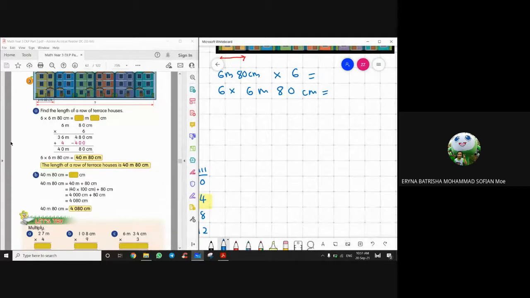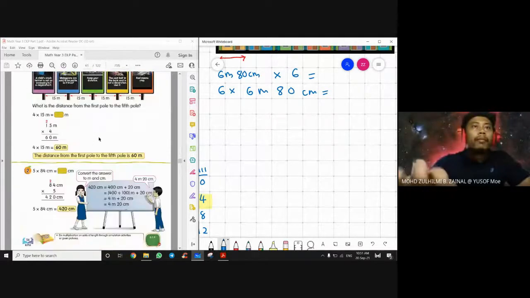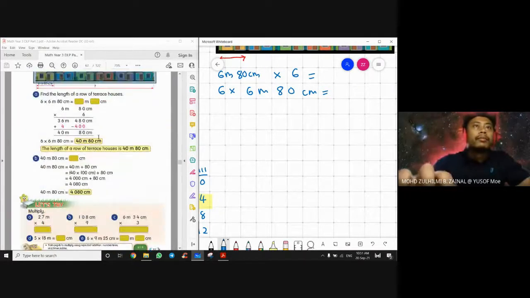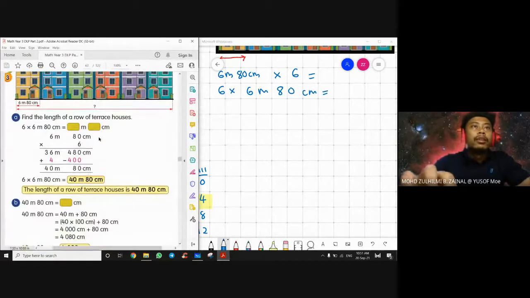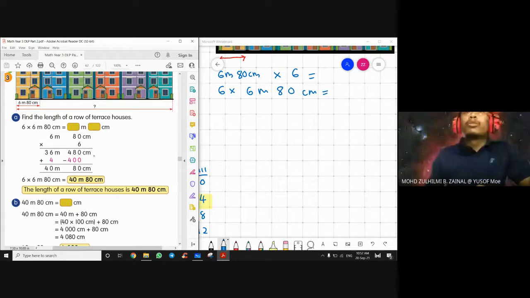Okay. Kalau kamu tengok, if you can see from the book, dia bagi calculation dia macam ni. Calculation dia 6 meters 80 centimeters. Macam complicated sikit kan. Kenapa ada tambah bawah tu, ada tolak. Okay. Kalau macam ni, don't be confused with this method of calculation. Jangan risau. Kita try dulu. Kita tengok kenapa dia buat calculation macam tu.